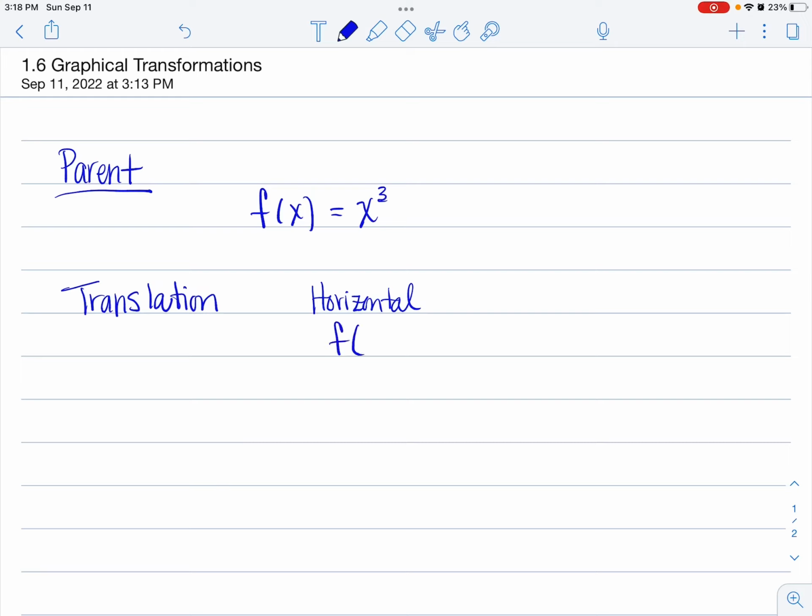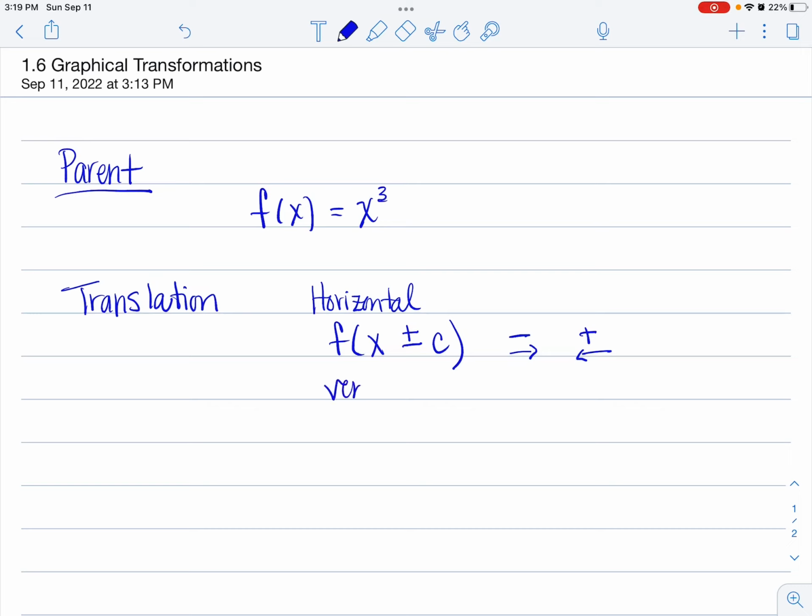So for example, we say plus or minus. I'm going to use the letter C to represent our number. So you're going to take the function and you're going to add or subtract to the x directly for horizontal. However, it's kind of backwards. The minus is a right movement and the plus is a left movement, the opposite of what you think it should be. And that's going to happen from now until the end of the school year, so go ahead and get used to that.